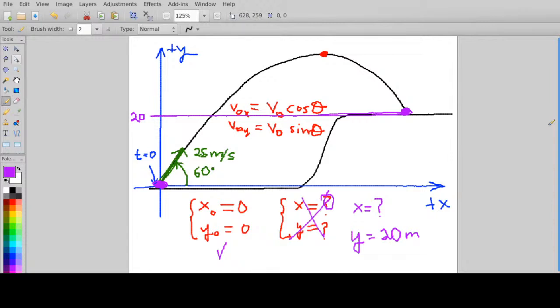And the answer is twice. It's at 20 meters height twice. It's at 20 meters height on the way up, right there, okay? And it's at 20 meters height on the way down there, okay? Notice that the purple line cuts the black parabola at 2 points. It cuts it on the way up, like when the ball is on the way up, and again when it's on the way down, okay?